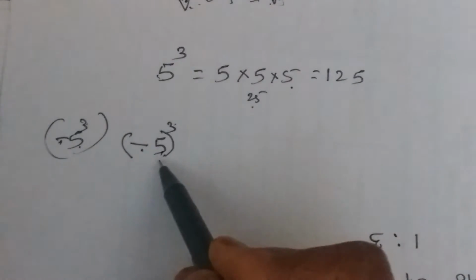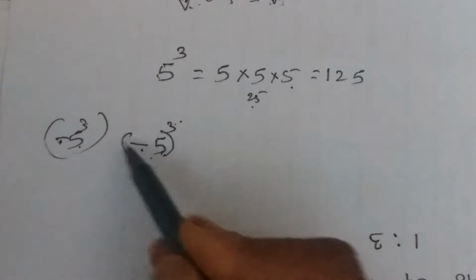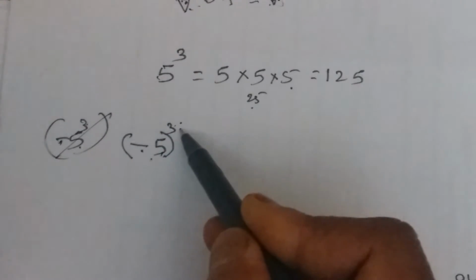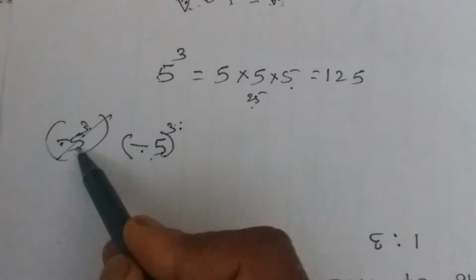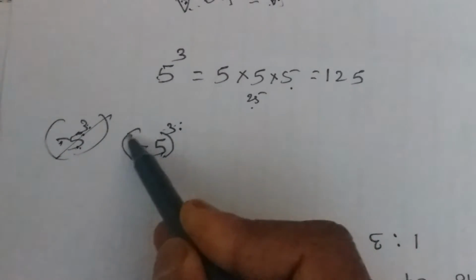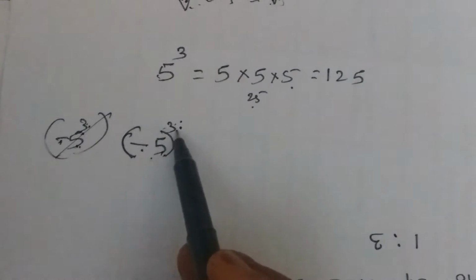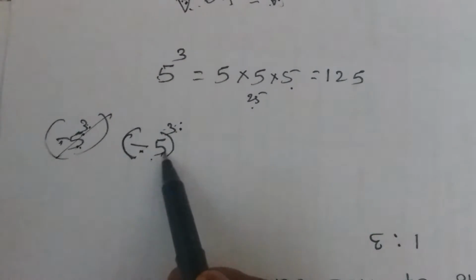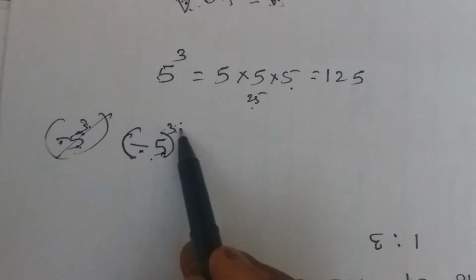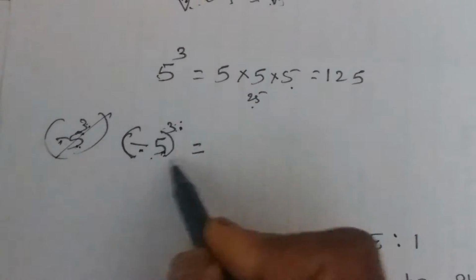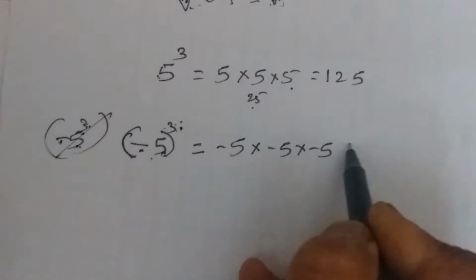So the proper way of writing minus 5 the whole cube is minus 5 inside the bracket and 3 above the bracket, outside the bracket, not inside. Inside means 3 is only for 5. If the power is outside the bracket, above the bracket, then the cube is for minus and for 5. What does it mean? Multiply minus 5 three times. So the base minus 5 has to be multiplied 3 times.